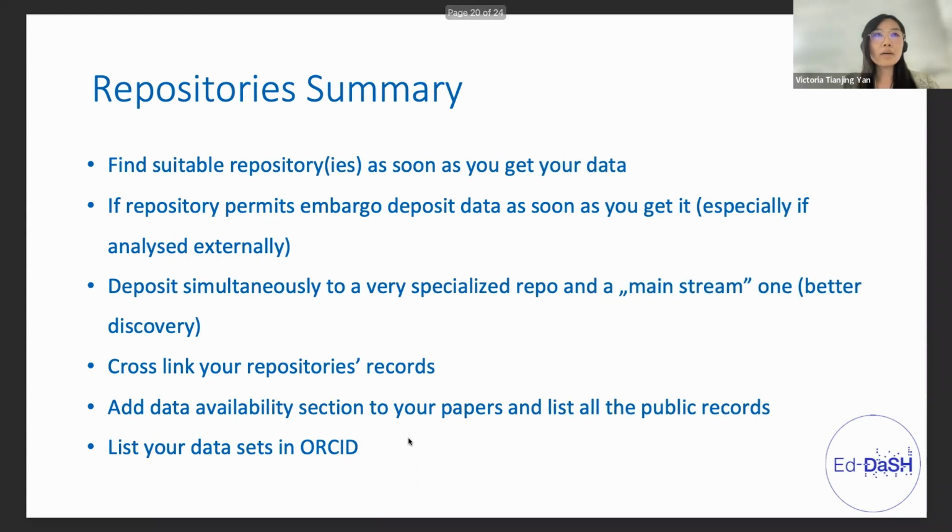So in summary, it's ideal to find the suitable repository as soon as you get your data, or even before you get your data, you can consider which is the best repository. And it's important to think about if it permits embargo. It depends on whether you want your data to be openly shared at a certain stage. If it permits embargo, you can allow it to be shared after some time.